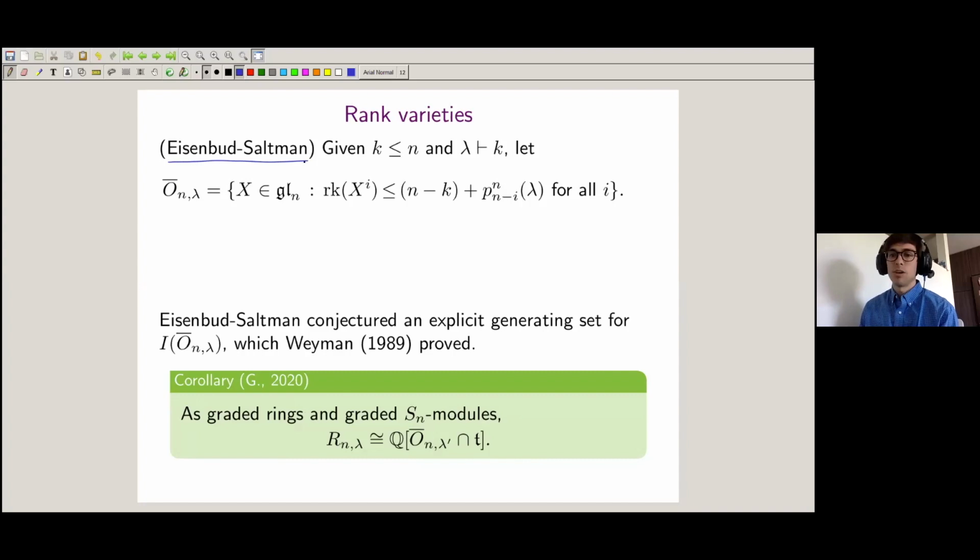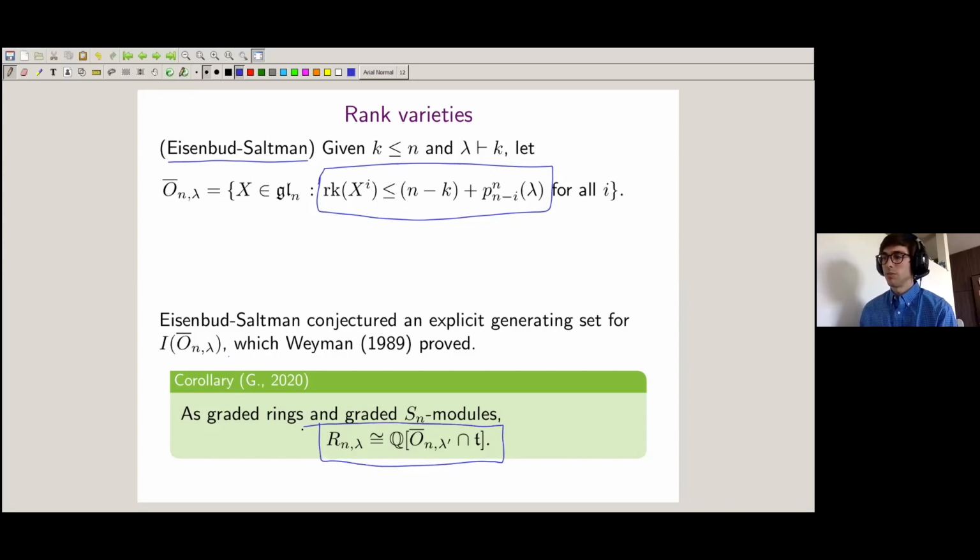In my case, the R lambda rings come from Eisenbud and Saltman rank varieties. This is the set of n by n matrices such that some rank condition holds, where you allow not just nilpotent matrices, but also matrices with higher rank. Eisenbud and Saltman conjectured a generating set for the vanishing ideal, which Wayman then proved. As an easy corollary of that, you get this isomorphism as graded rings and graded S_n modules.